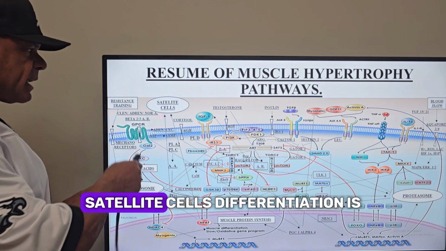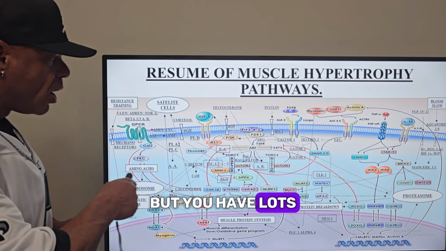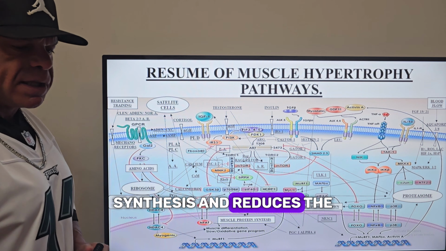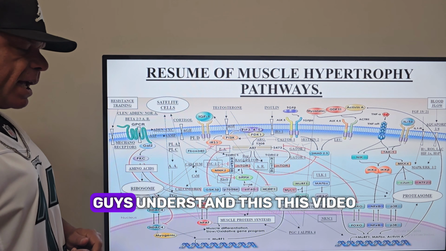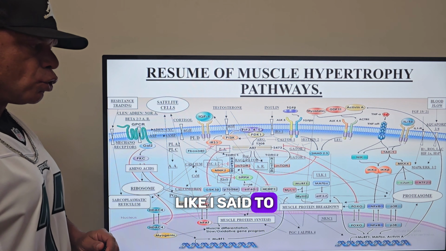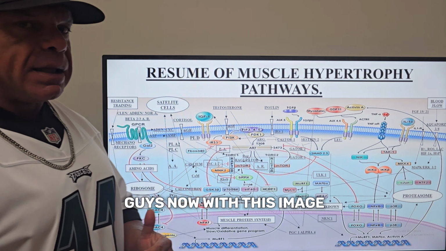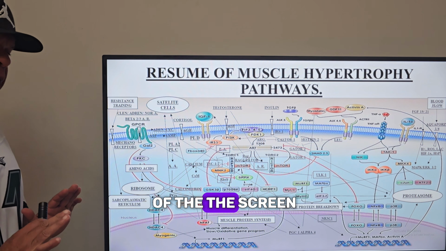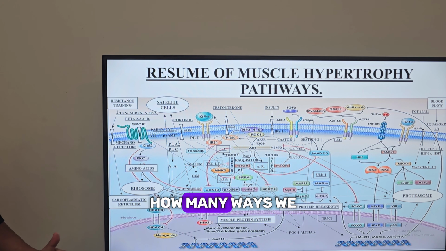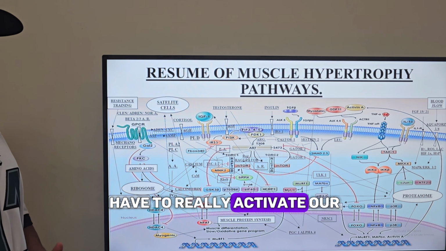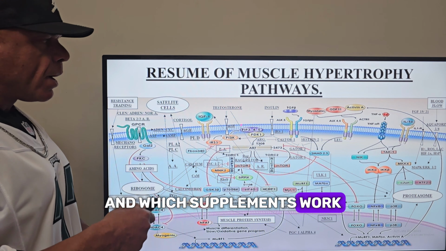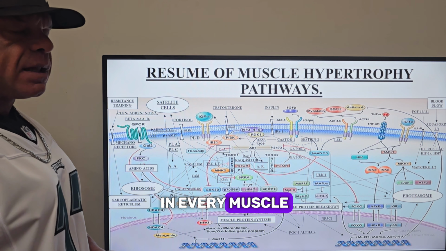So okay, satellite cell differentiation is one response, but you have lots of responses here that can increase muscle protein synthesis and reduce muscle protein breakdown. So I hope you guys understand this video. I don't want to, like I said, go too much into detail, but at least now with this image, I can get out of the screen for you guys, if you want to take pictures or a screenshot, to see how many ways we have to really activate our muscles to grow and which supplements work in every muscle hypertrophy pathway.